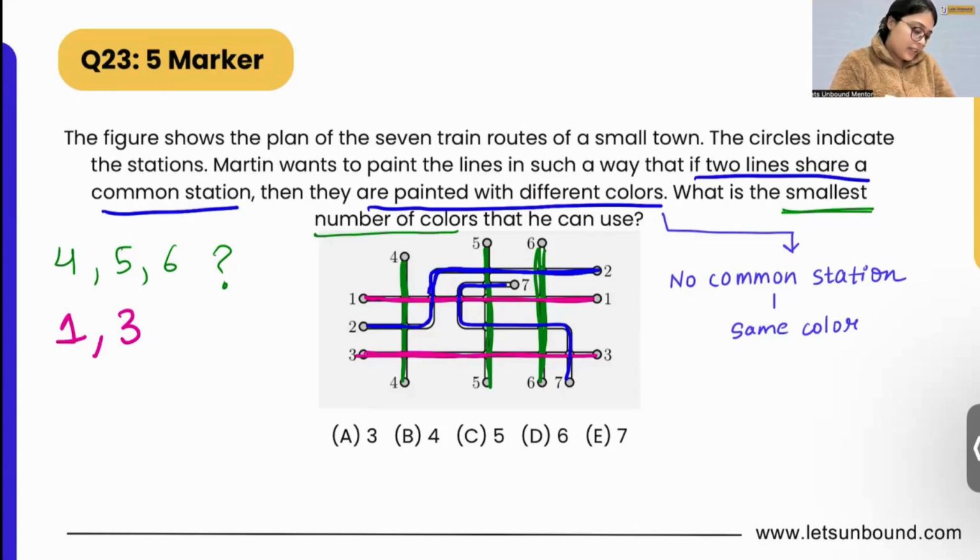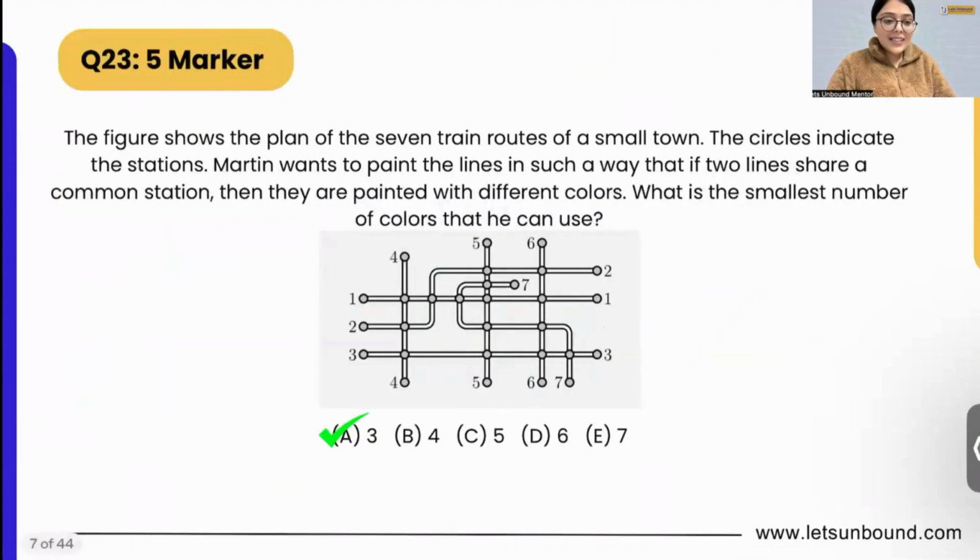So what we did in the last step, we painted the routes 2 and 7 with blue color. So minimum how many colors have I used? 3 colors, green, pink and blue. So what should be the answer? Of course, option A. And yes, you can see that's the correct answer. Moving on to the next question.